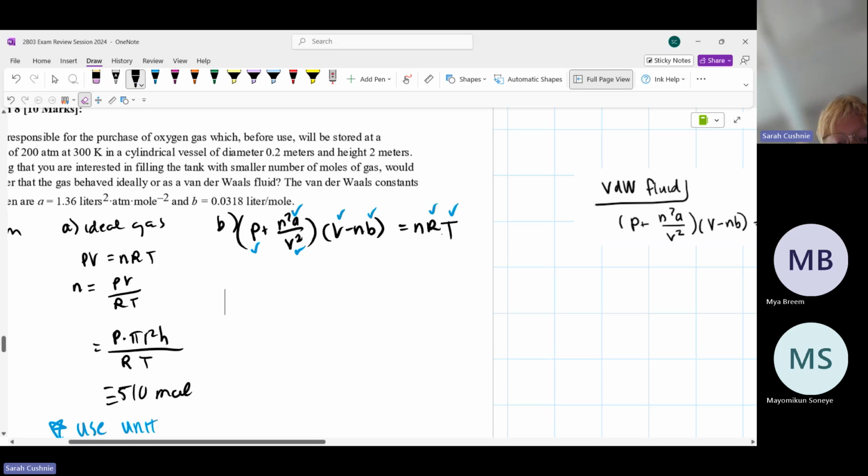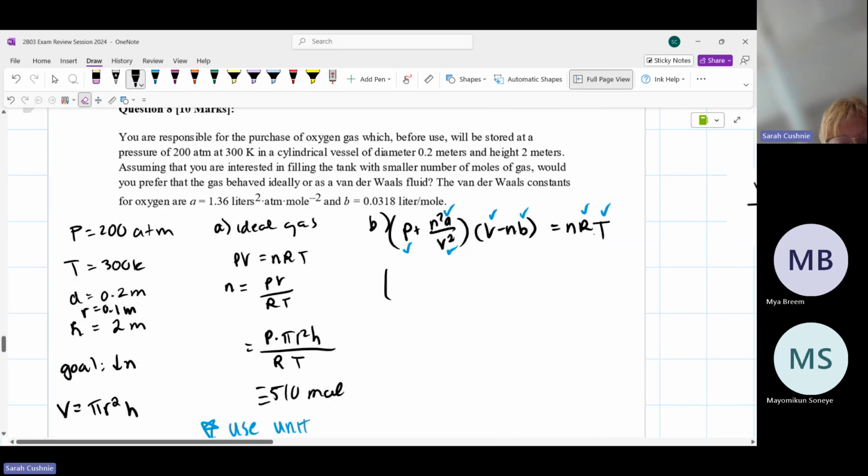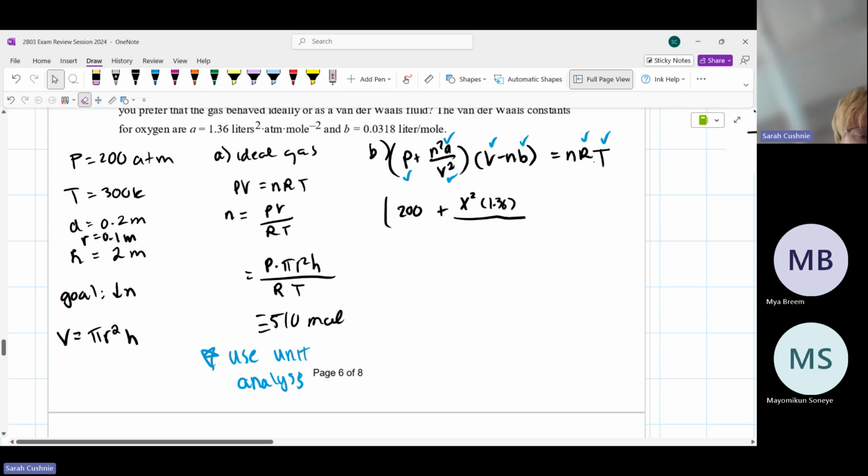Let's actually practice typing this in. We know the pressure is going to be 200 atmospheres plus n squared. I'm going to put this as x squared, because that's our variable, times 1.36, because that's A, all over V squared. What was our volume? Oh, we had to calculate our volume. That's such a pain. I'm going to calculate that now.